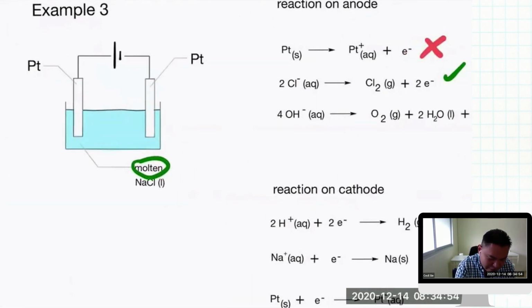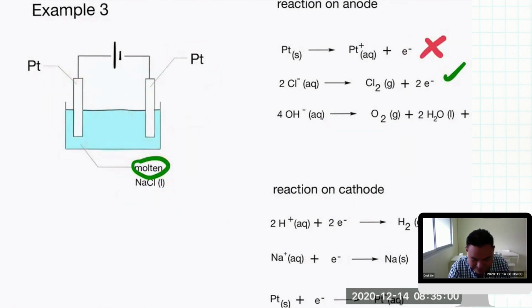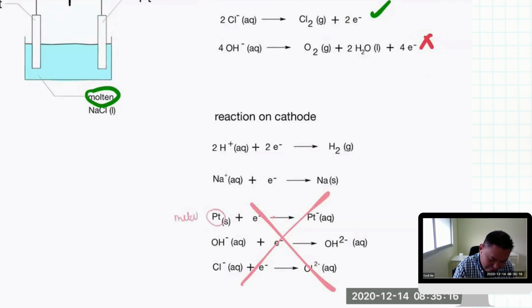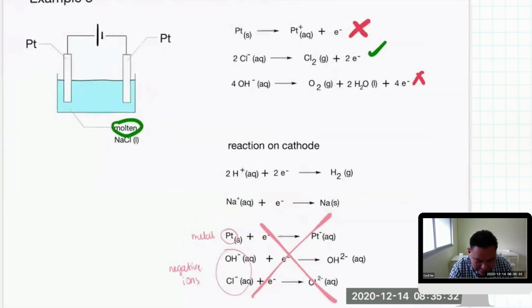Example 3 is molten sodium chloride using platinum electrodes. As usual, we cross out the 3 substances that are very unlikely to react: platinum because it's a metal, OH minus and Cl minus because they are negative ions. So we cross them out. Now we have H plus and Na plus.